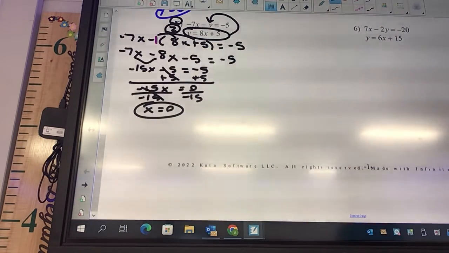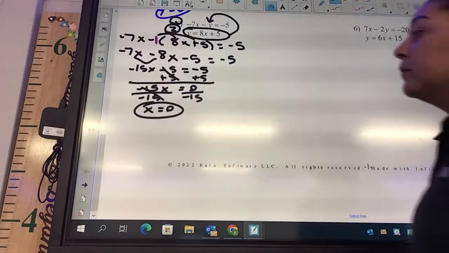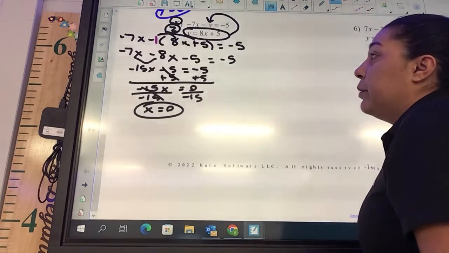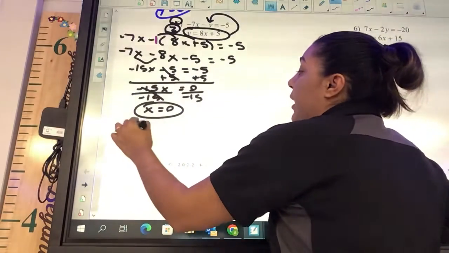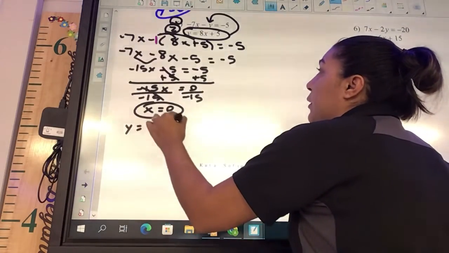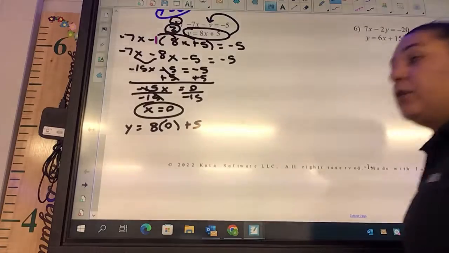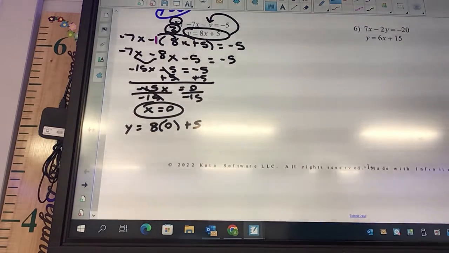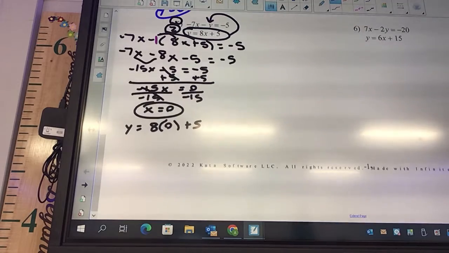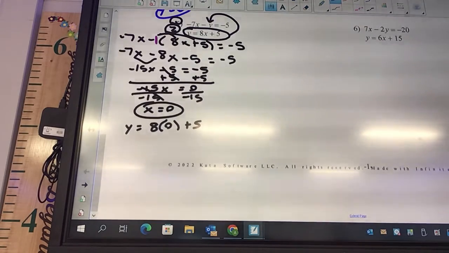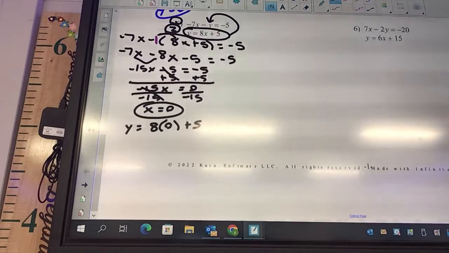And what do we do with that? Plug it in where? Yeah, okay, so it's going to be y equals 8 times 0 plus 5. Same thing, you can type that in your calculator. You can say 8, parentheses, 0, close the parentheses, plus 5.